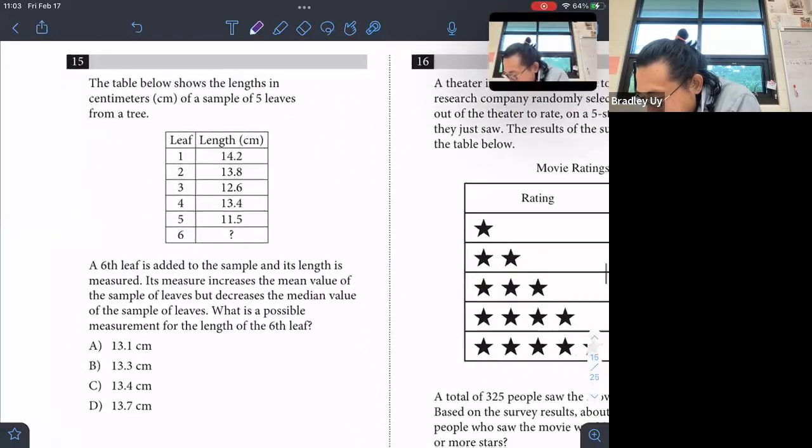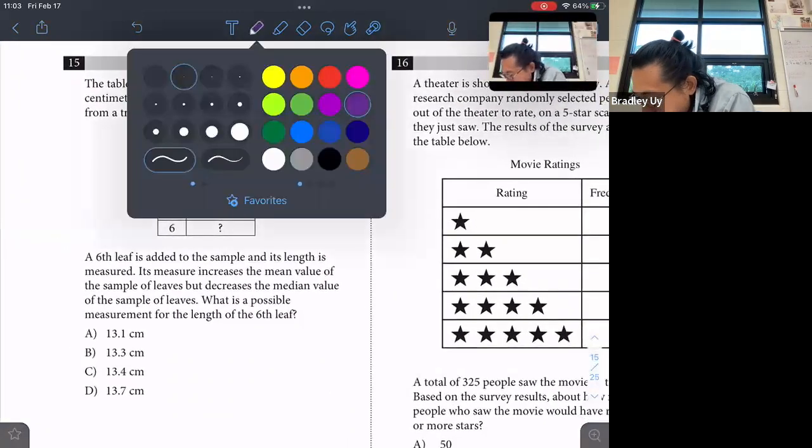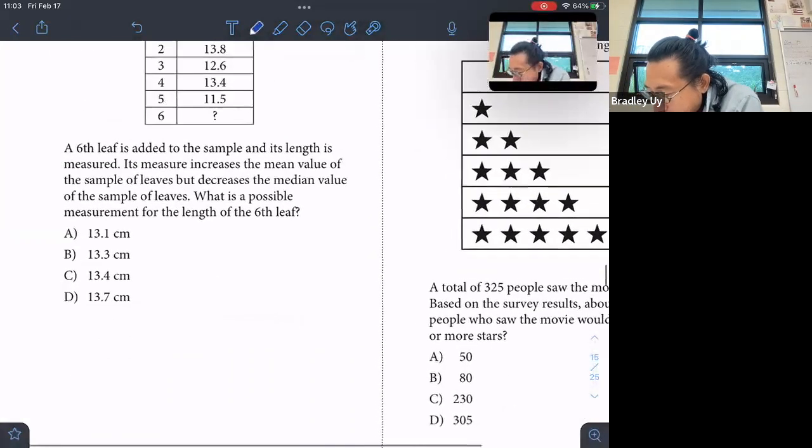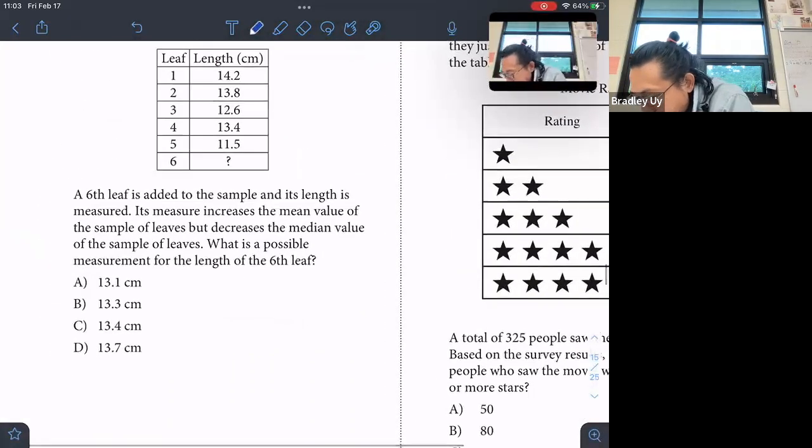Moving on. Sample of leaves. Okay. So we have 5 leaves from a tree. These are different leaves. A 6th leaf is added to the sample and its length. Good thing we discussed mean, median, mode earlier. Its measure of this 6th increases the mean, but decreases the median. What is the possible measurement for the length of the 6th?